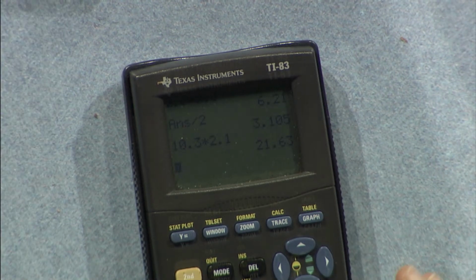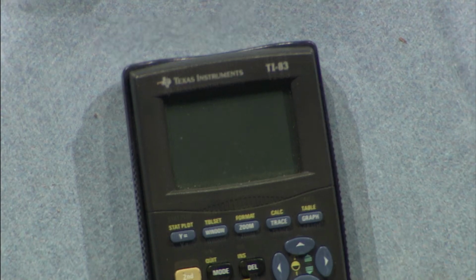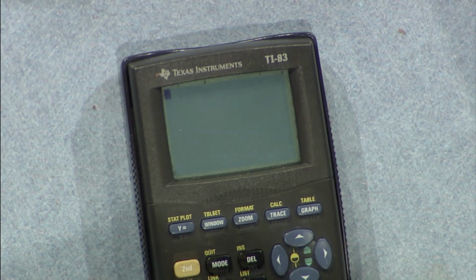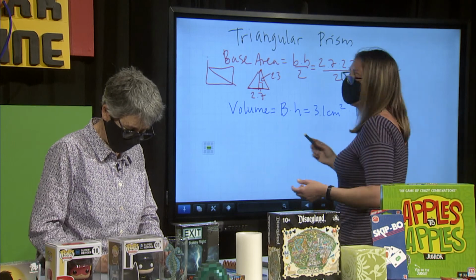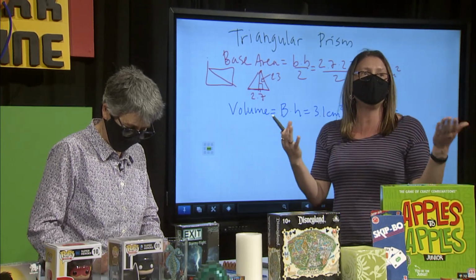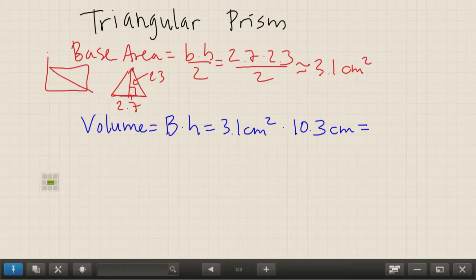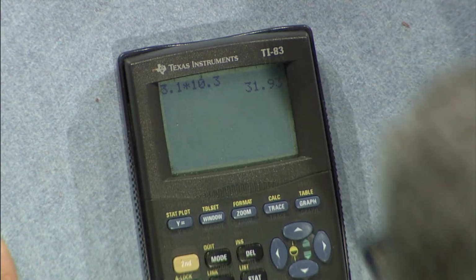Did I mess up? I did. It's 3.1 times 10.3. I did 2.1, 3.1. That makes sense. Do you know how we realize that? Because we got 10.3, and it's 10 times 3, so that'll be higher than 30. That's 31.9. That's what we do when we have to think outside of it.